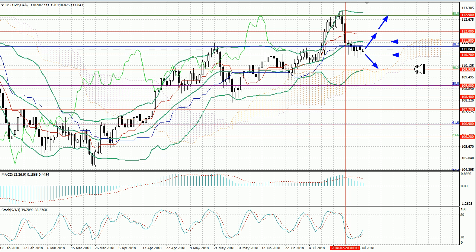Technical indicators give opposite signals, illustrating the uncertainty of the market. A MACD histogram is declining in the positive zone, Stochastic has reversed upwards. Generally, to enter the market, it is necessary to wait for the breakout of key levels of 111.50 or 110.70.